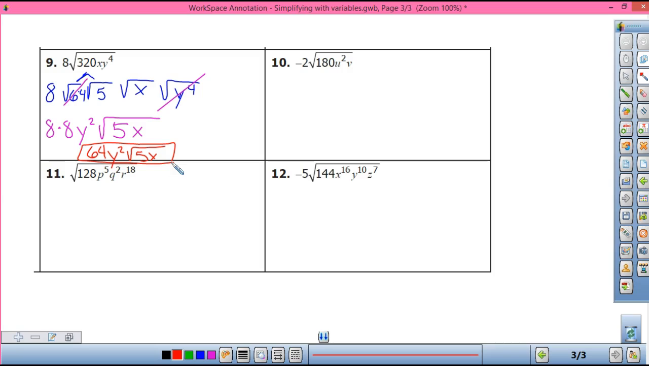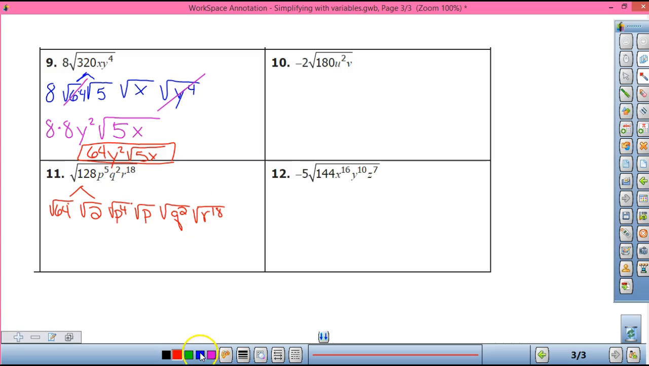Okay, let's do 11. Okay, nothing else in front. Let's look at it. We got to do 128. Square root of 64, square root of 2. All right, and then we got to do p to the 5th, square root of p to the 4th, and with p. We can leave q squared, right? And I can leave r to the 18th.